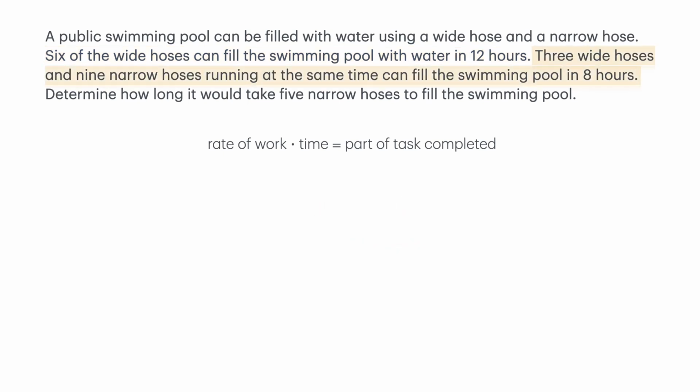Let's consider the second combination of hoses. The rate of work is 3 wide hoses and 9 narrow hoses. They fill the entire pool in 8 hours of work. Since we already determined the rate of work for a wide hose, we substitute this value into the equation. We then simplify the equation and solve for the rate of work for an individual narrow hose. To interpret this result, it would take 108 hours for a single narrow hose to fill the swimming pool with water.